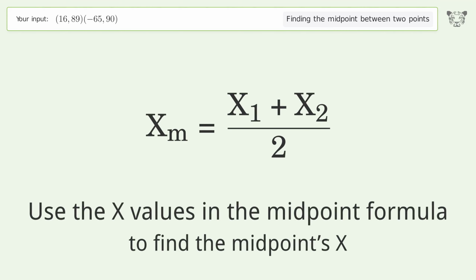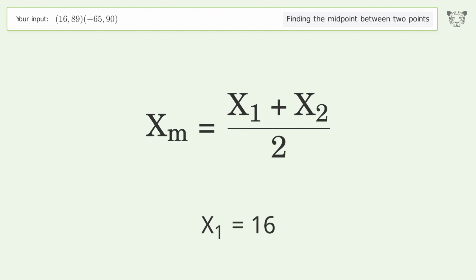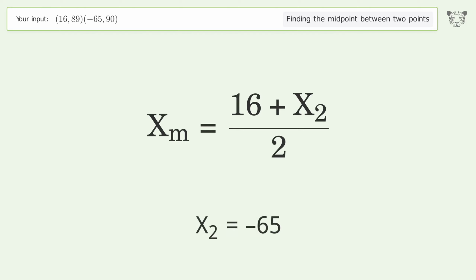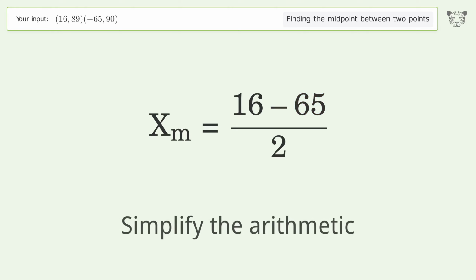Use the x values in the midpoint formula to find the midpoint's x. x1 equals 16. x2 equals negative 65. Simplify the arithmetic.